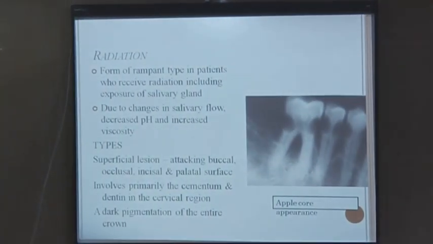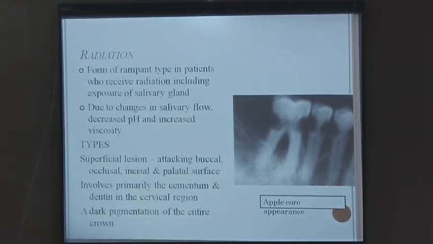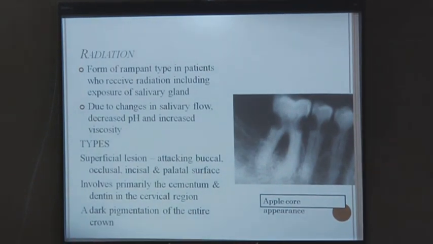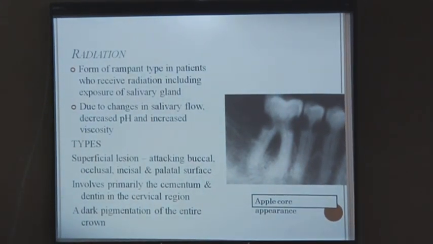Where do you see apple core appearance? That was an MCQ question I gave you. Radiation induced caries will give you an apple core appearance. Like when you bite an apple, you see an indentation. So that kind of appearance you will have in radiation induced caries. In radiation induced caries, you will have superficial lesions involving cementum and dentine, and lesions which cause the entire crown to become black.